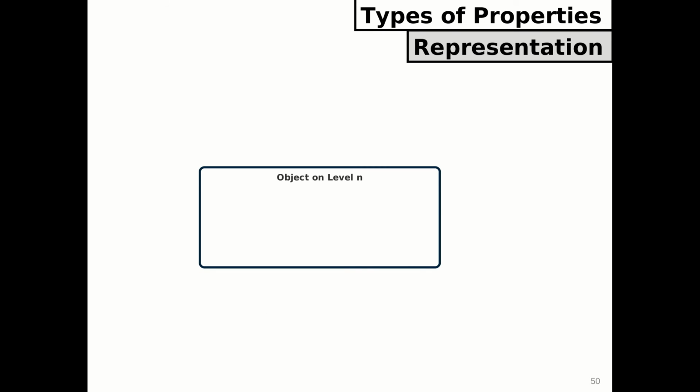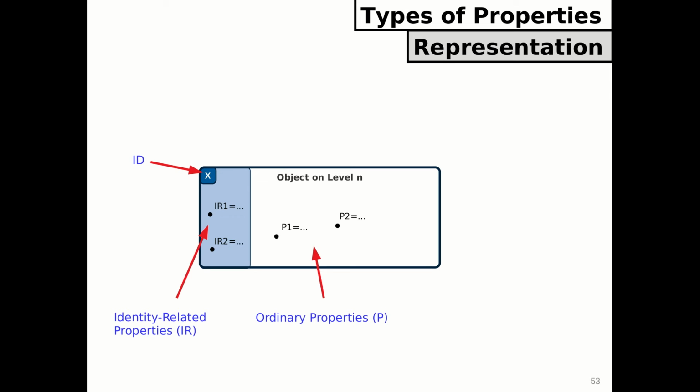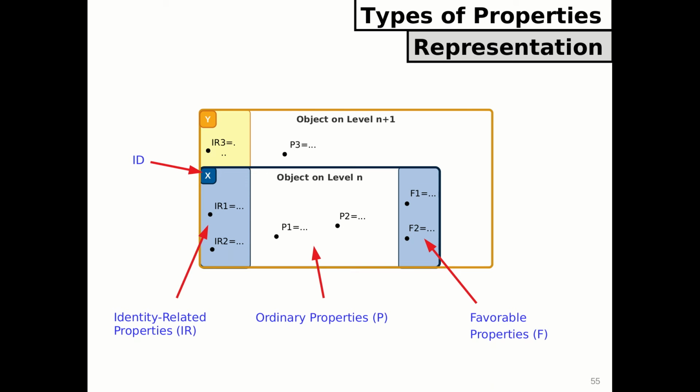Here we have an object on a given ontological level. On its upper left corner, we will have its ID. On the left side, we will have the identity-related properties. On the central white part, we will have its ordinary properties. And on the right side, we will have its favorable properties. And in case these favorable properties establish the favorable circumstances for the constitution of another higher level object, this constituted object will appear embracing the original object.